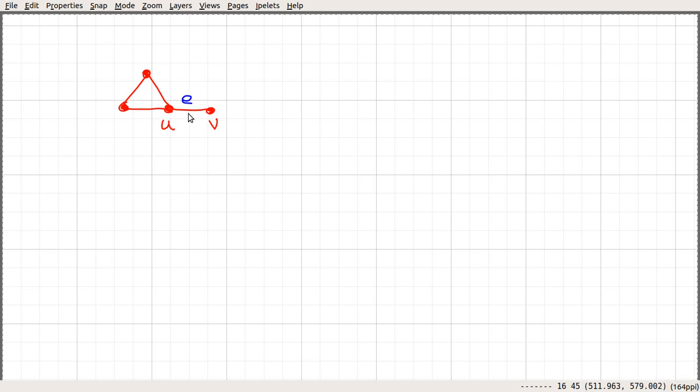Here we can see that this E, E equal to UV, is a cut edge. So suppose that we are going to remove this edge E, that is G minus E. Since it is a cut edge, we get a disconnected graph, and here we have these two components, this one U and this one V.